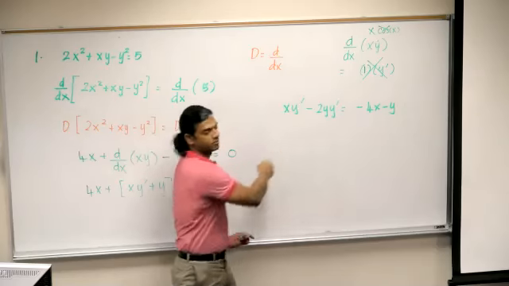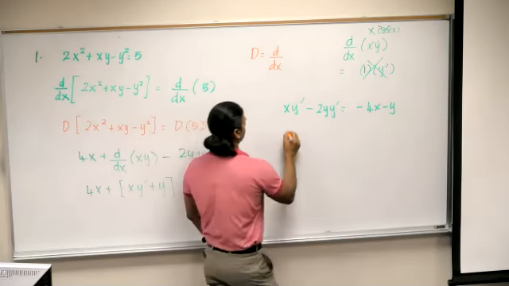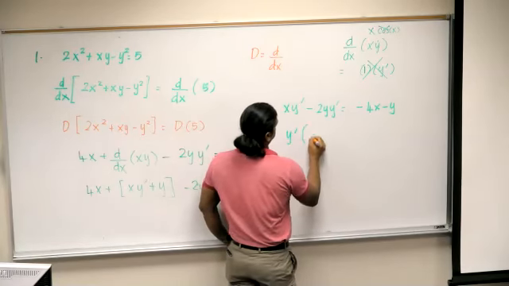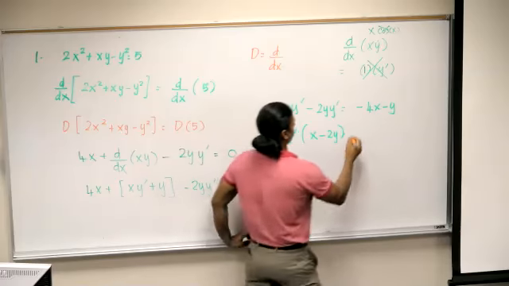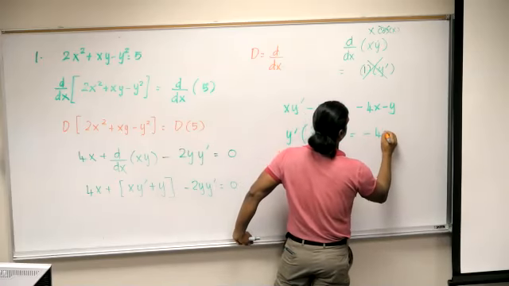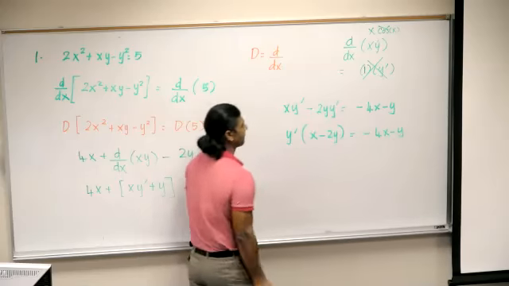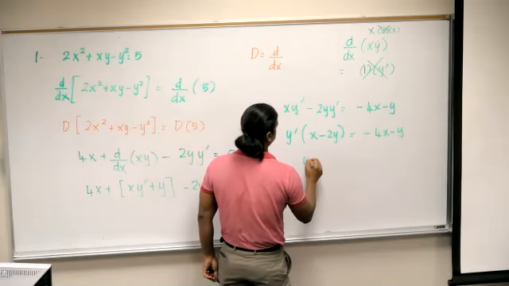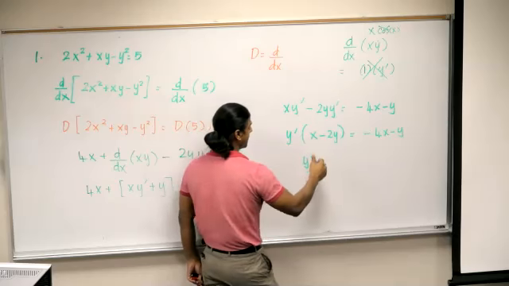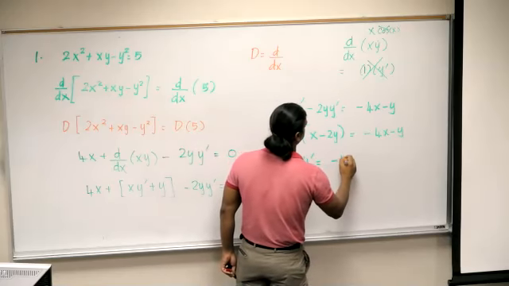What do I have in common? Y prime. If I pull that out, I would have x minus 2y equals minus 4x minus y. Divide by x minus 2y on both sides.